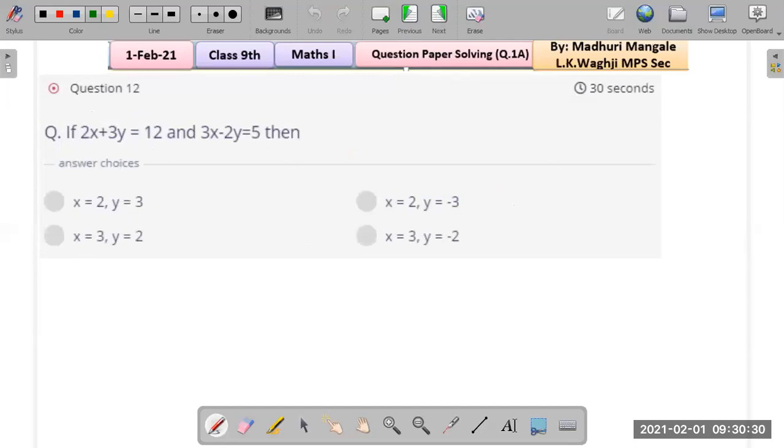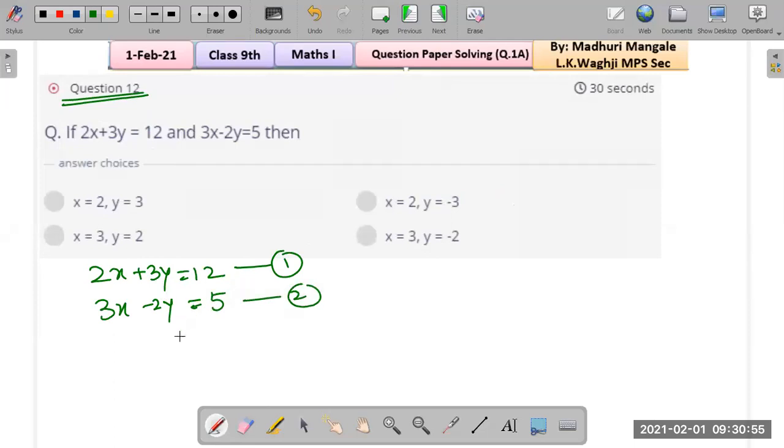So next, question number 12. This question needs some work. Everyone work it out on paper, because when I switch to the quiz link, you won't be able to see the steps on the board. Equation 1 is 2x plus 3y equals 12. The second, equation 2, is 3x minus 2y equals 5. What are we supposed to do? Some multiplication so that the y terms or the x terms are the same. So multiply the first equation by 2 and the second equation by 3, so that the y terms become the same.